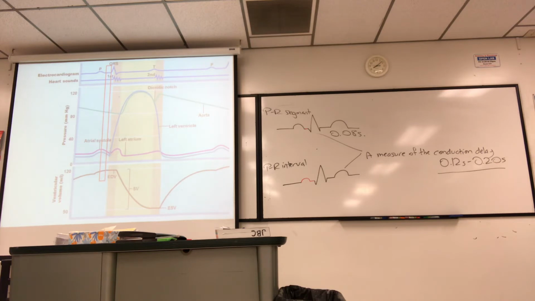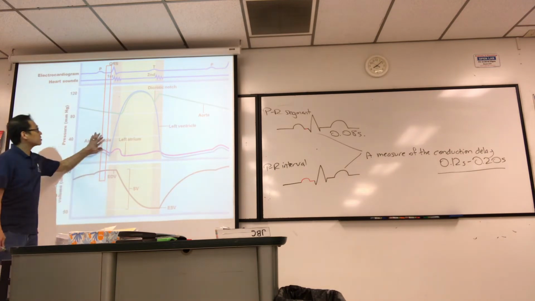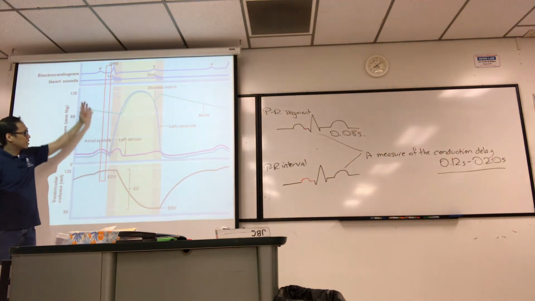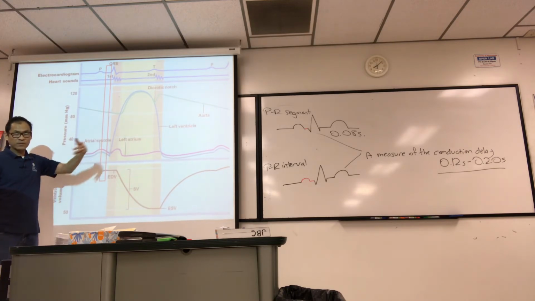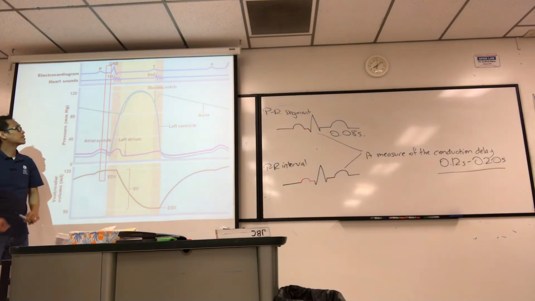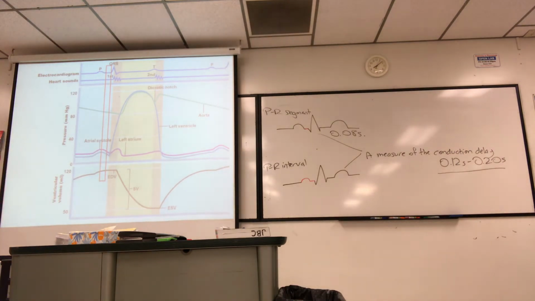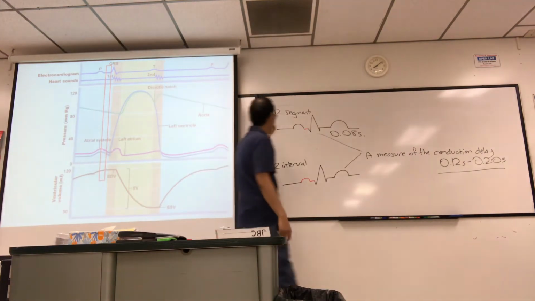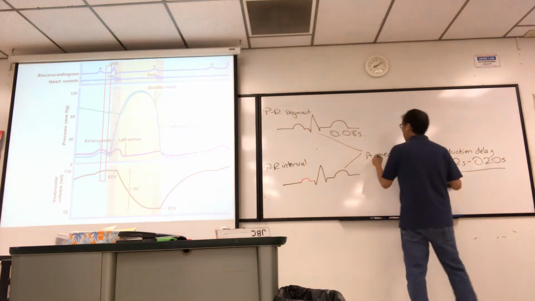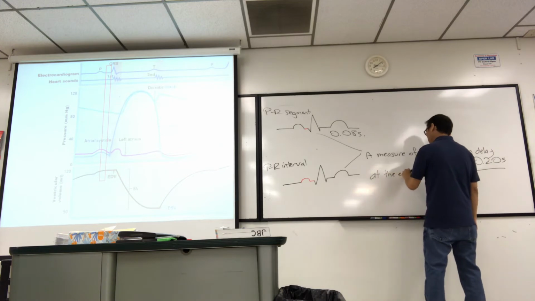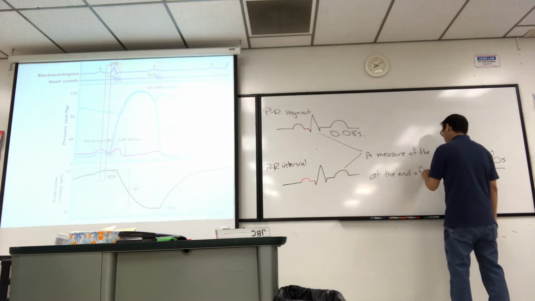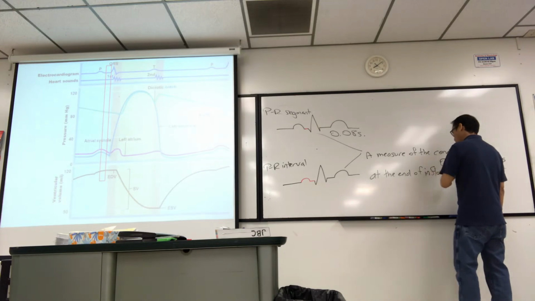So I put a box around the PR segment on the Wiggers diagram, and you can see the box is literally right before the first part of systole. So the ventricles have not begun to contract yet. This is at the end of inflow. Think of it that way. So this interval is a measure of the conduction delay in the cardiac cycle at the end of inflow, at the end of diastole.